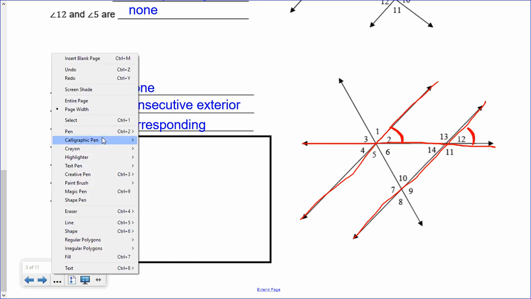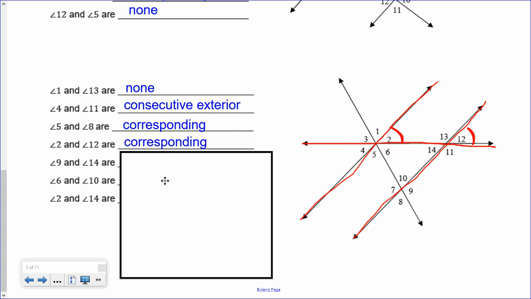This is another set of corresponding angles. They're both in the upper right-hand corner of both of these intersections. They're in matching positions, but in different spots in the diagram. So that makes them corresponding.